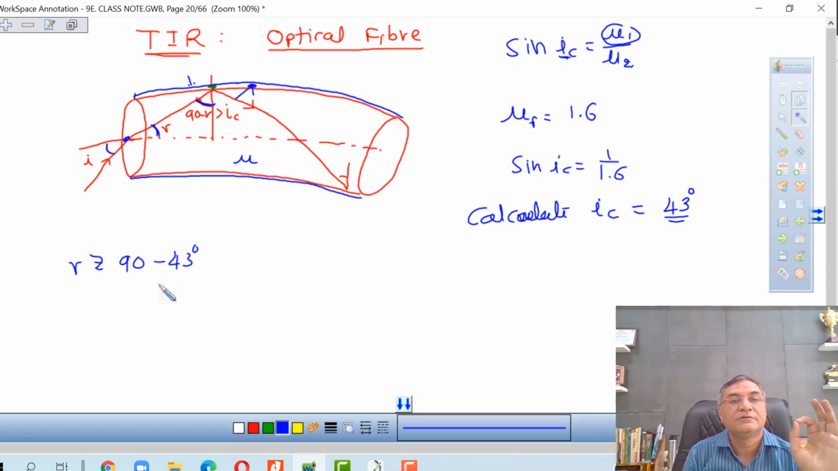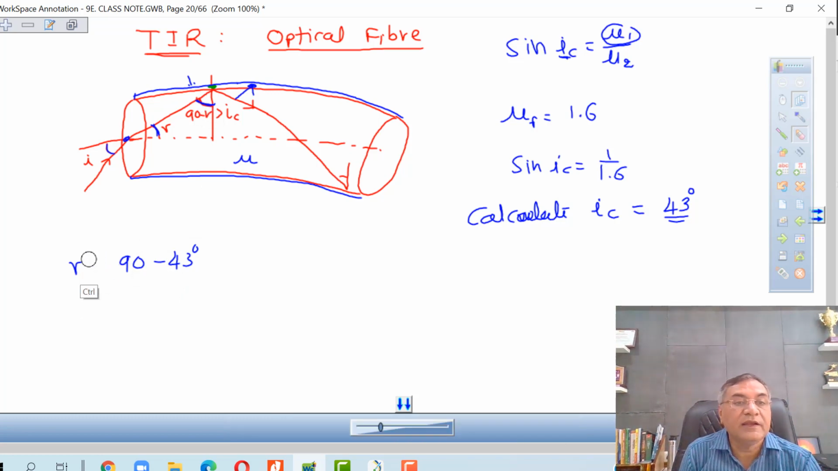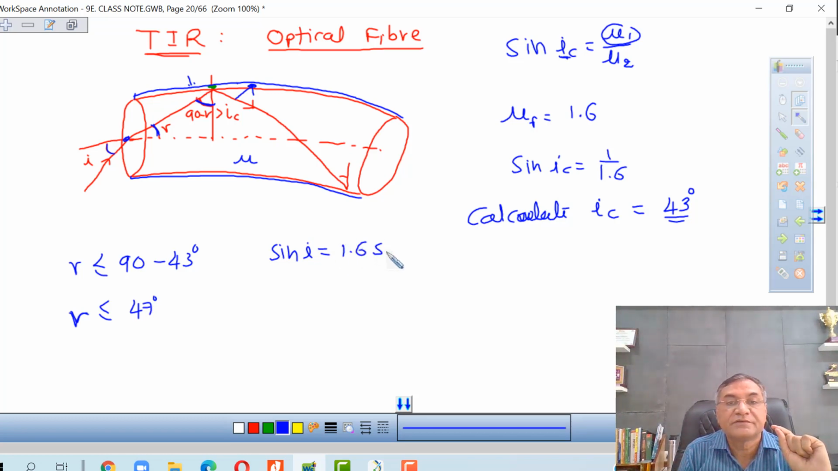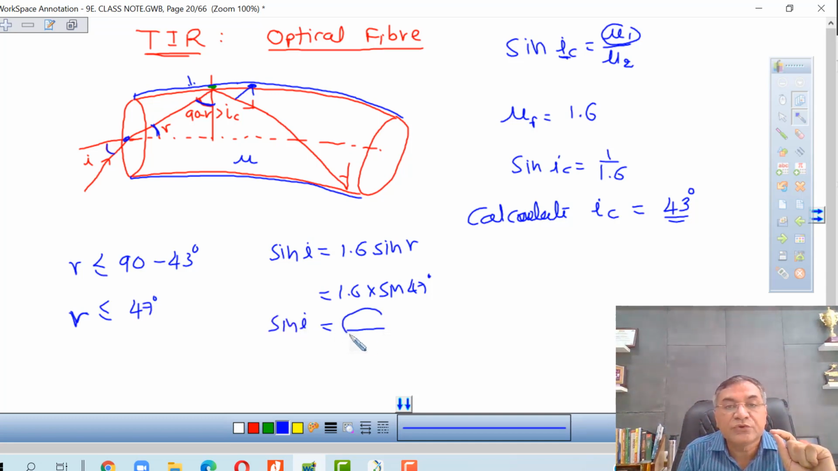Greater or less? It must be less than or equal to this one, sorry. So it must be 47 degrees. r must be less than or equal to 47 degrees. Again I use Snell's law here. Outside is air, so sin i is equal to 1.6 sin r. So I put 1.6 times sin 47 degrees and I am getting some value. Using this you can calculate i.